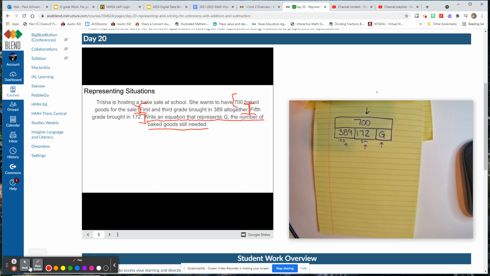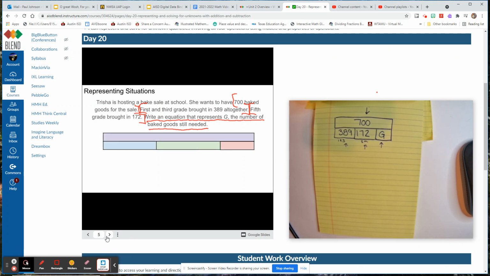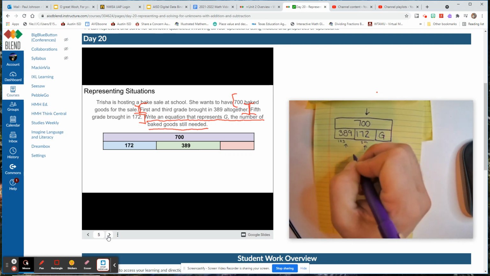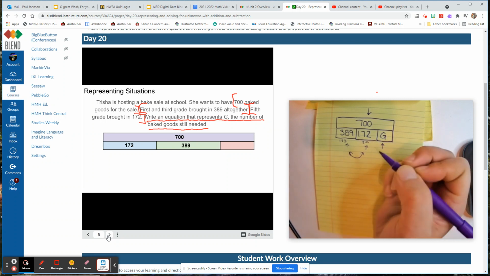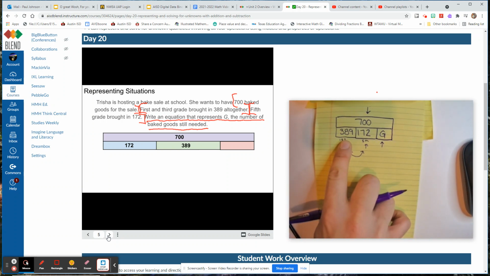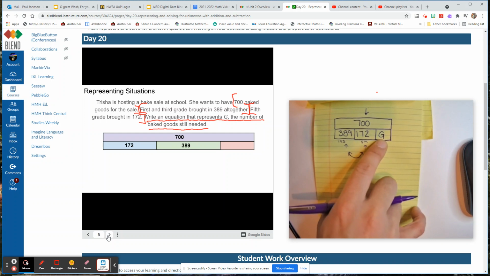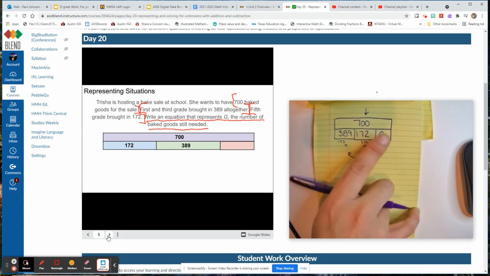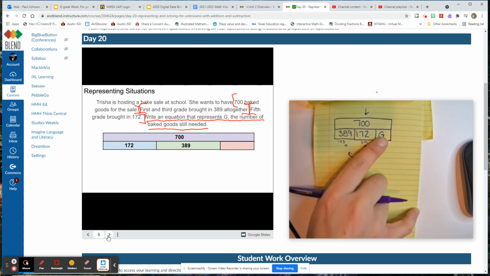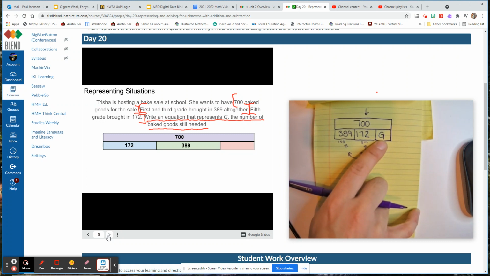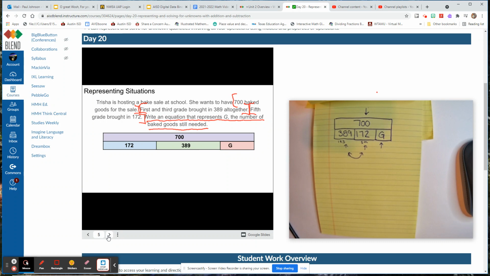So let's take a look and see what is next. So they did what we did. They drew a strip diagram with a whole and then a part. Let's see if they label it like we did. They labeled their whole 700. They labeled one of their parts 389 and one of their parts 172. Ours is flip-flopped, but it still works the same way because 389 and 172 and G all together make 700. So we could flip-flop these in whatever way we wanted to. Just remember that the missing piece right now is G. And that's what they just did.